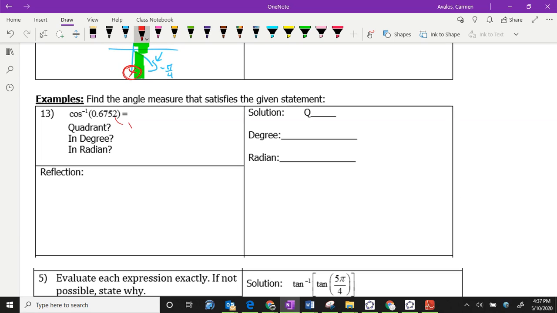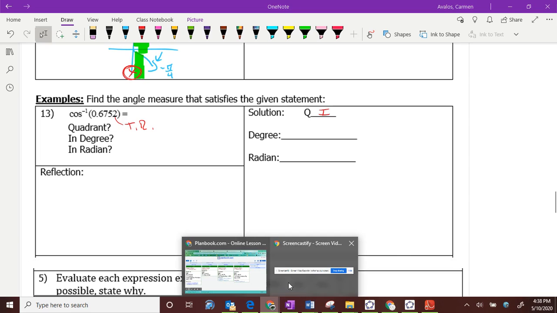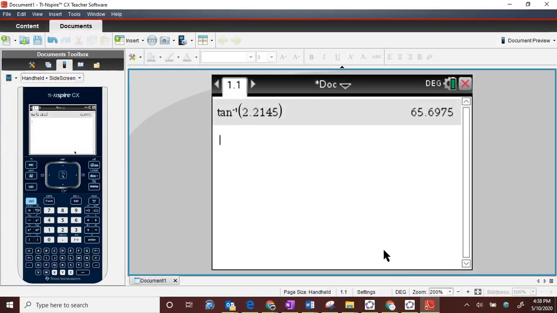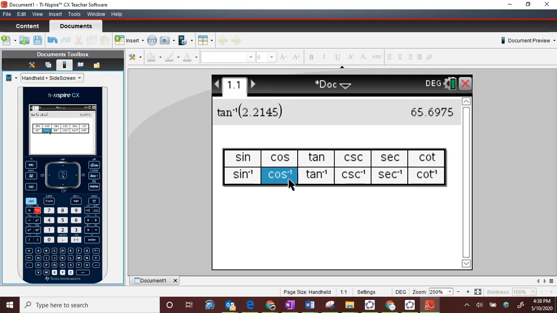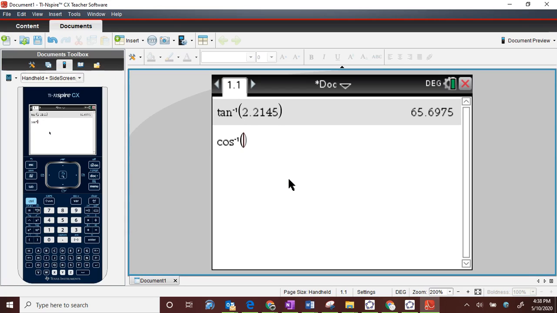So we know that it's an inverse function, so this here is a trig ratio. If that's a trig ratio, what quadrant is this going to be in? That gives us quadrant 1. Now, how do I find the degrees? Again, we go back to our calculator. We're going to say cosine inverse, and we're going to put in 0.6752. You hit enter, and that's going to be your degrees on there.